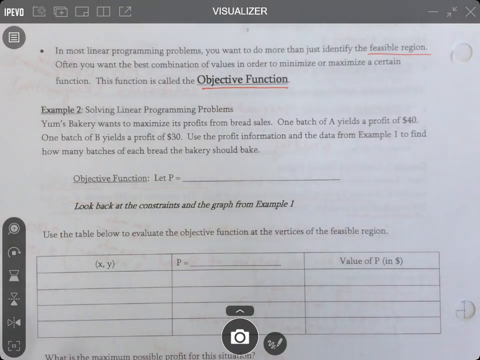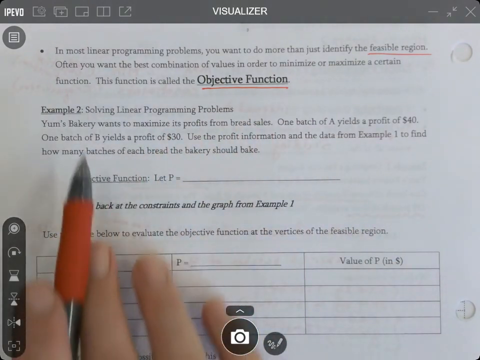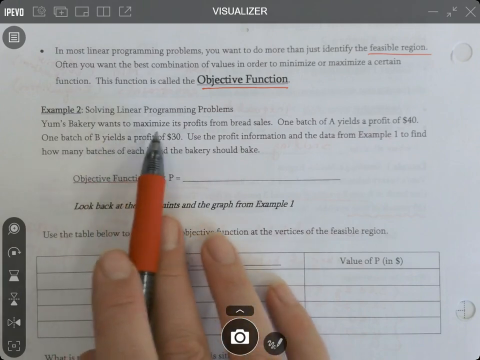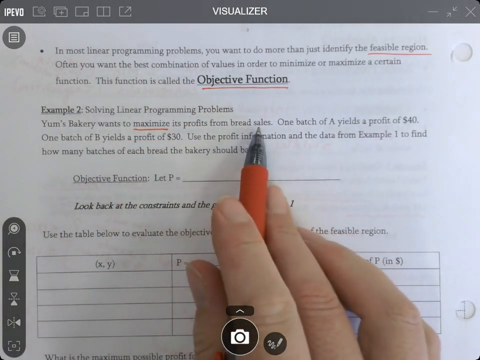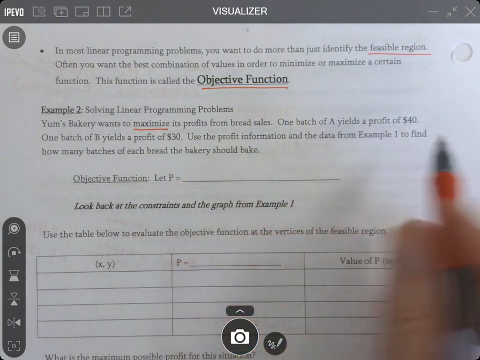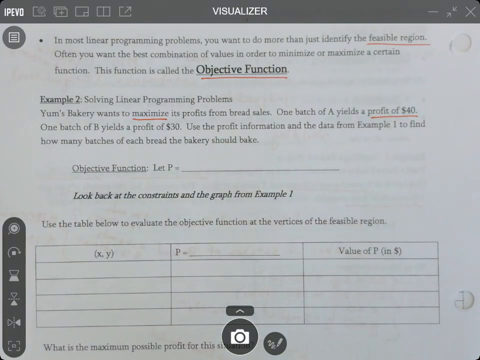So you have to have more information. What I gave you on the front is not enough information for an objective function, and that's why we have a continued part of the problem here. So Yum's Bakery wants to maximize, so we're looking for a maximum number. It's profit from bread sales. One batch of A yields a profit of $40. Now, there's a difference between profit and revenue. Revenue is just all the money coming in.